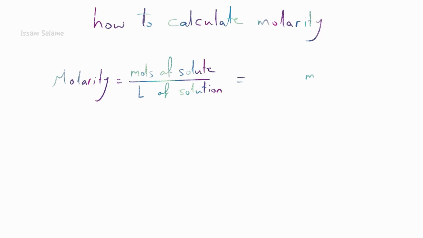Its unit is moles per liter, or capital M, which is called molar. And by the way, chemists usually use square brackets to symbolize molarity, which means that the molarity of HCl solution is equal to 0.5 molar. And now let's practice how to calculate molarity of a solution.